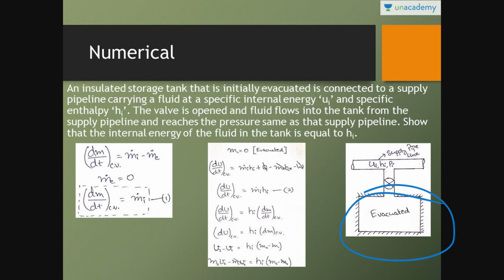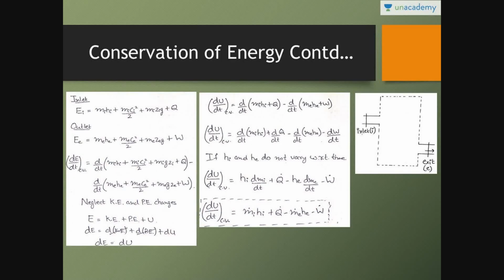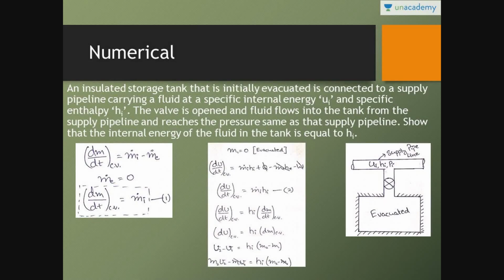Now using the second energy equation, dU/dt in control volume is equal to m dot i into Hi plus Q minus m dot e into He minus W. Nothing is going out, so the m dot e term is cancelled, insulated so Q is cancelled, no work is there so W is cancelled. So the equation is dU/dt in control volume is equal to m dot i into Hi. If Hi does not vary with respect to time, we take it out.